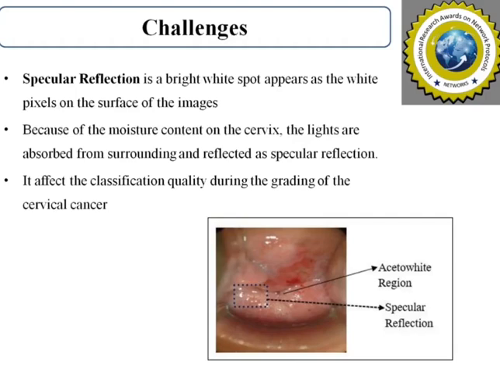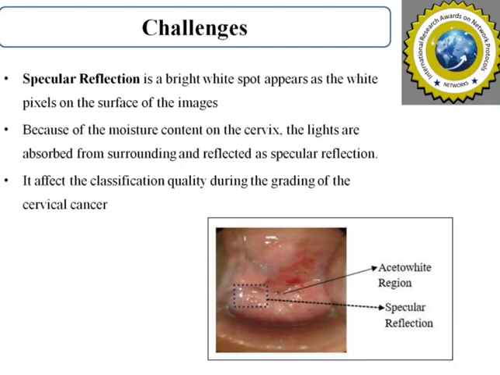In this screening device there is specular reflection. The specular reflections appear as white spots, white pixels on the surface of the images, because of the moisture content of the human body. It absorbs the light from the surroundings and reflects it as specular reflection.